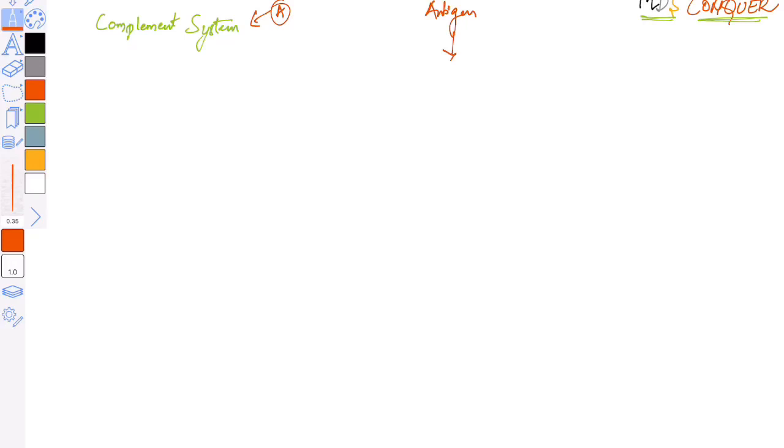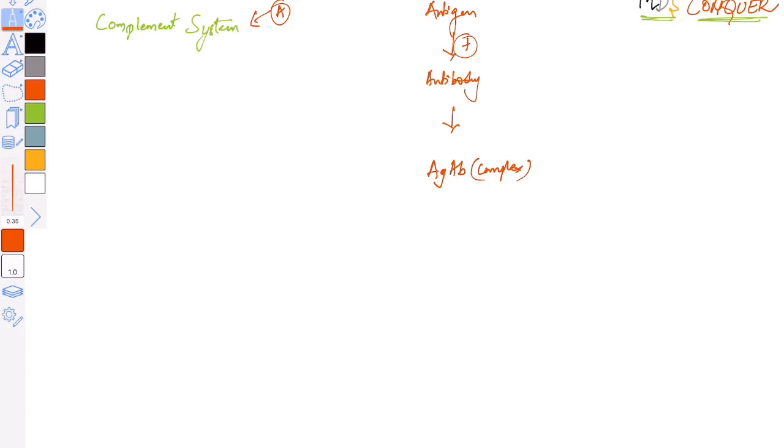So it's going to react with antibody. This antigen antibody reaction gives rise to the formation of an antigen antibody complex. To protect the body from the infection, this complement system is going to come and act, and it's going to lyse the antigen that has already entered into the body. Okay, so this is the basic idea of the complement system.